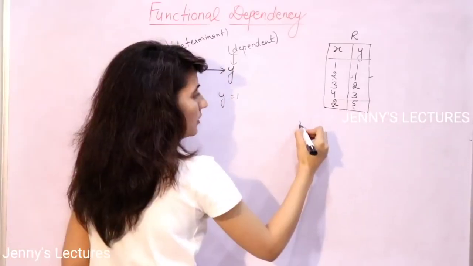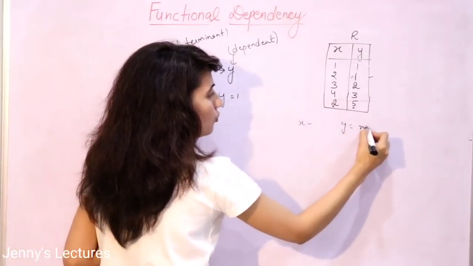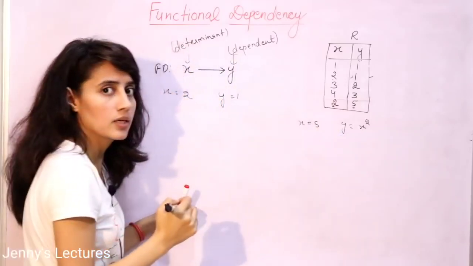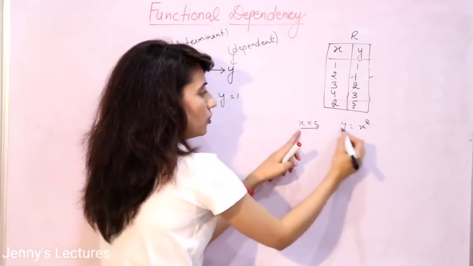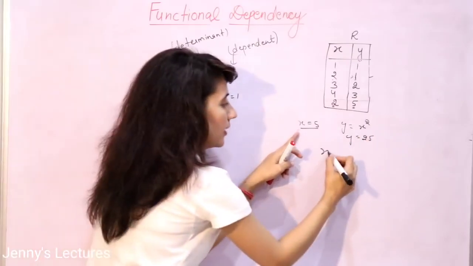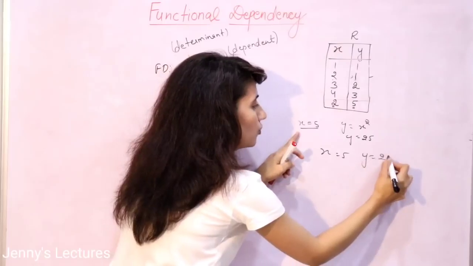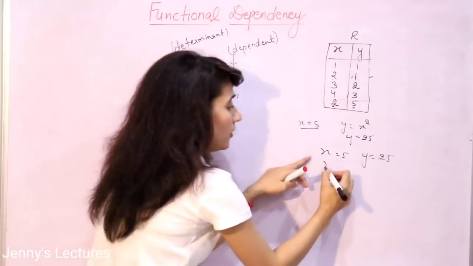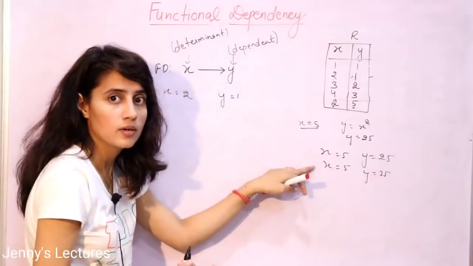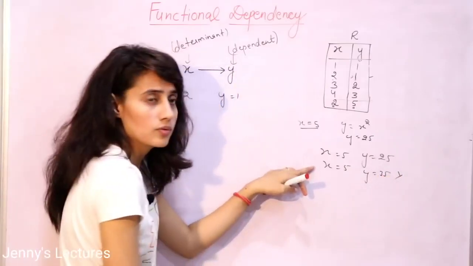See, in the same example, if y is equal to x square, and I take x is equal to 5, then for x is equal to 5, y is equal to 25. If I write x is equal to 5, y is equal to 35, then definitely it would be wrong.